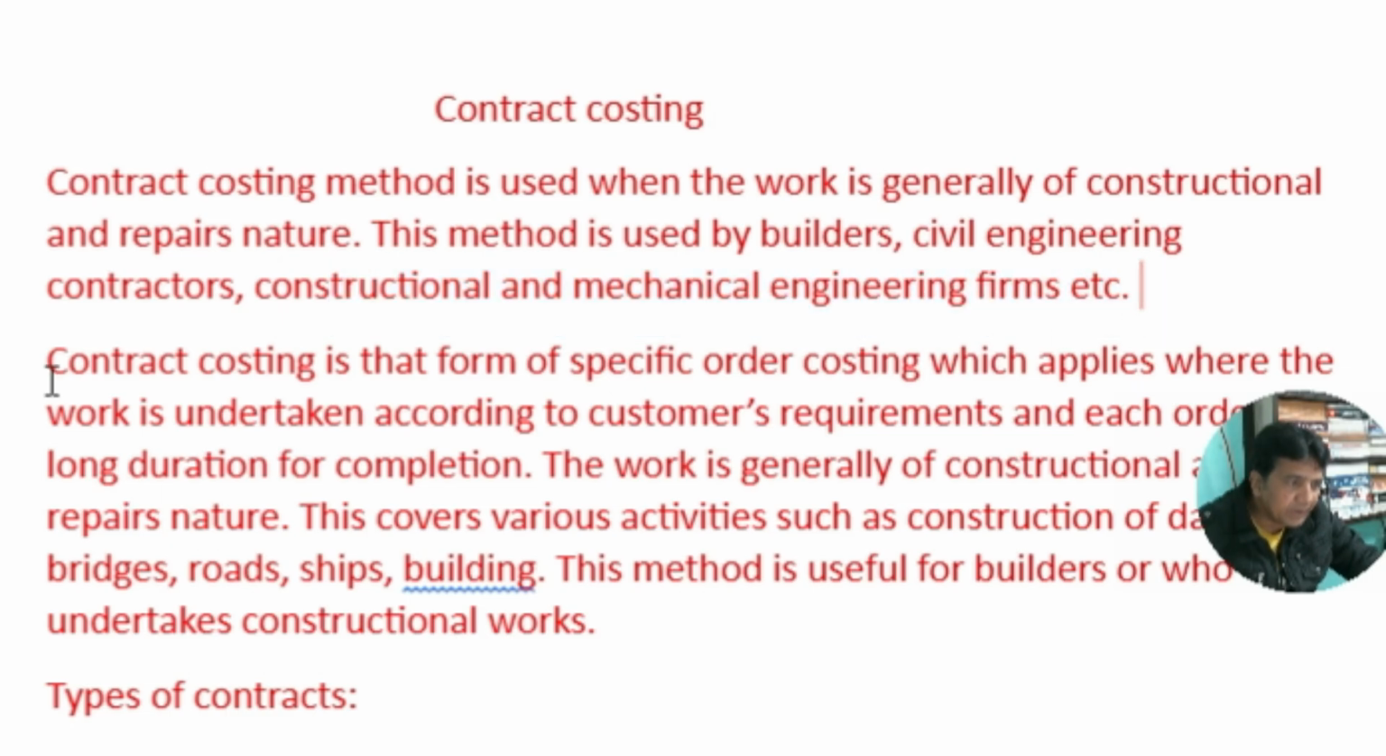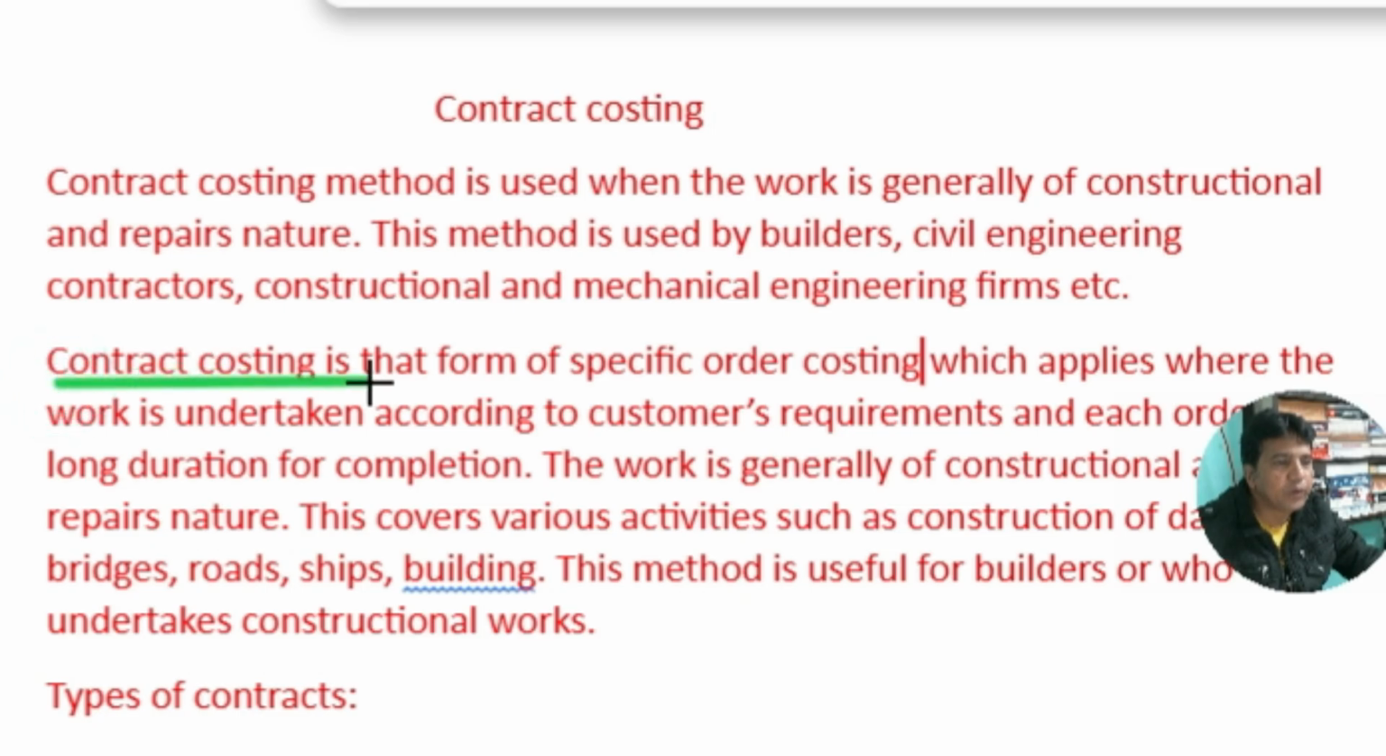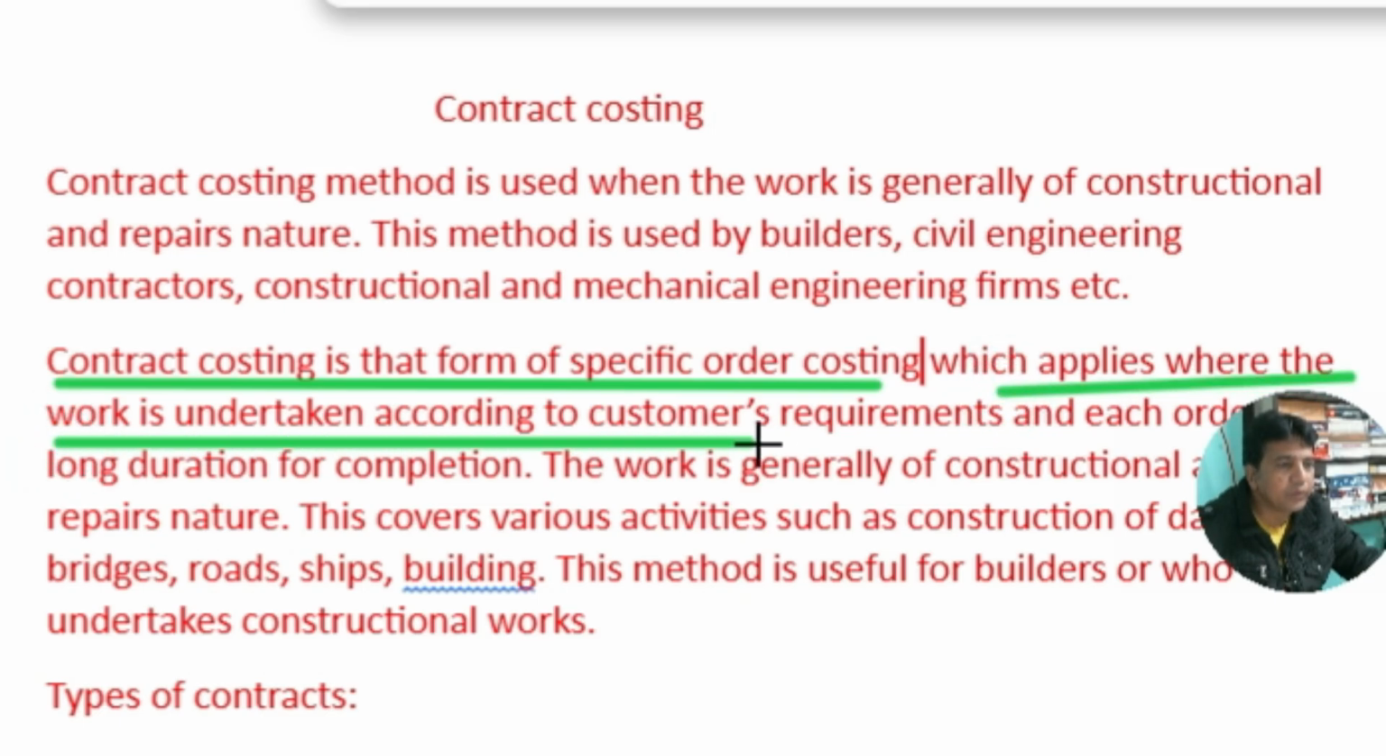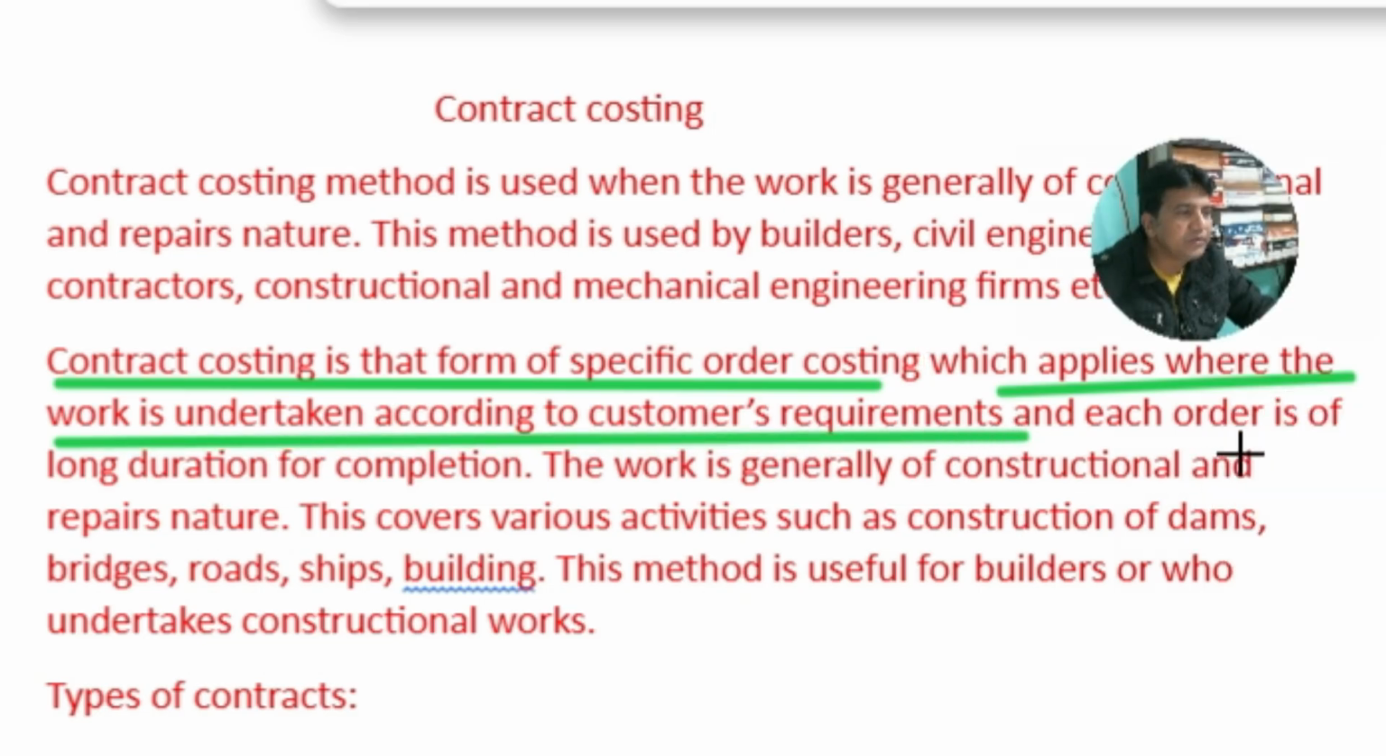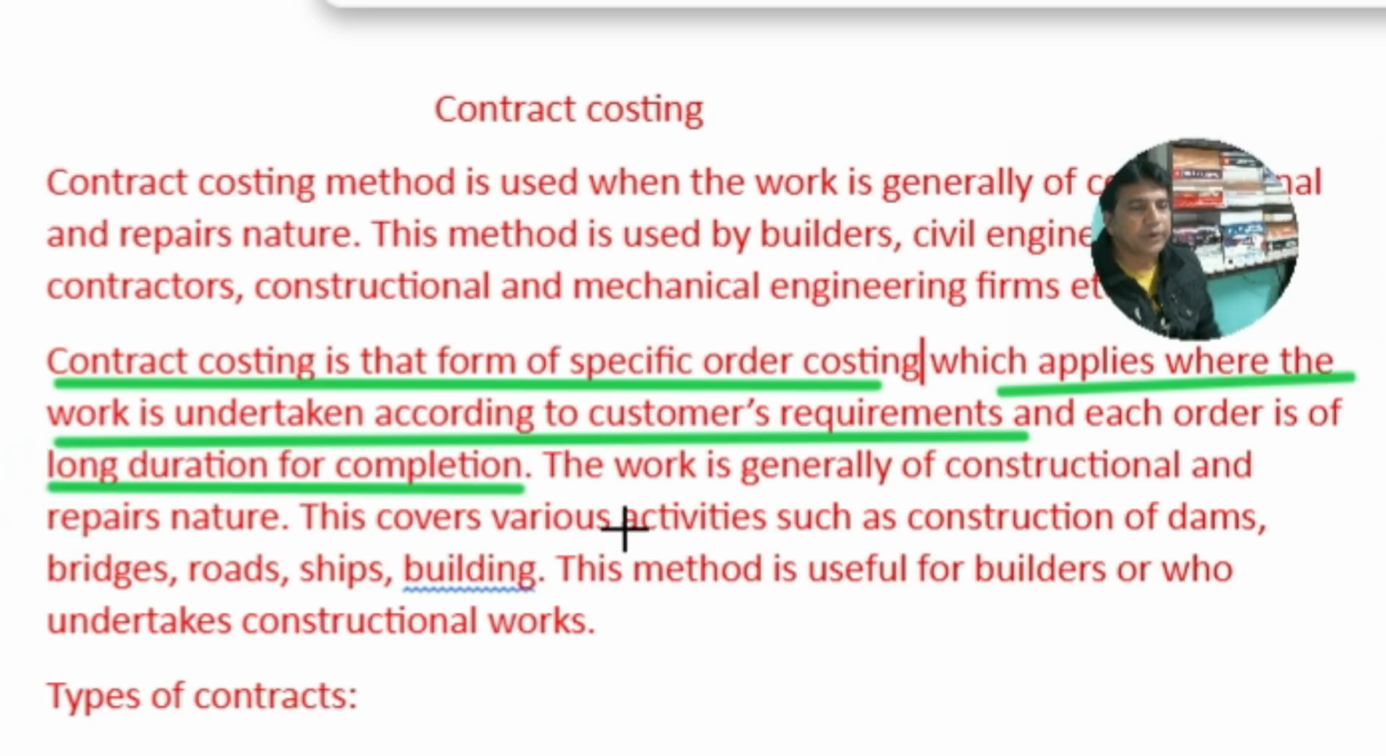Now here the meaning is: contract costing is that form of specific order costing which applies where the work is undertaken according to the customer's requirement and each order is of long duration for completion. Contract work, that is the construction of a building, a dam, a bridge, is normally of long duration. For a building, though, the construction time depends on the size.